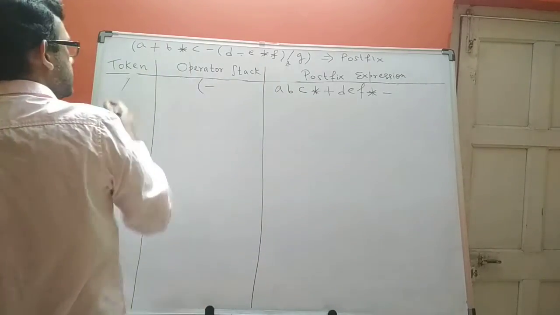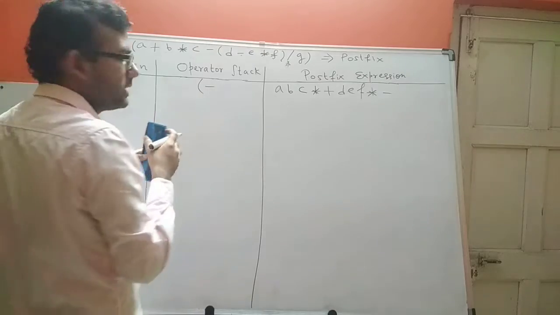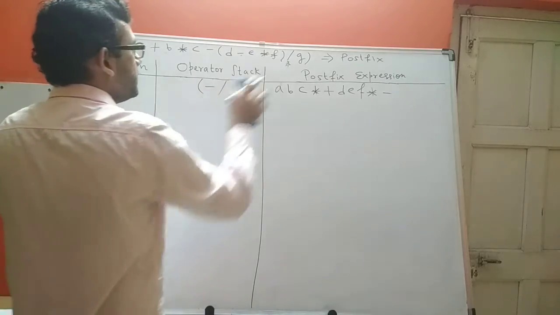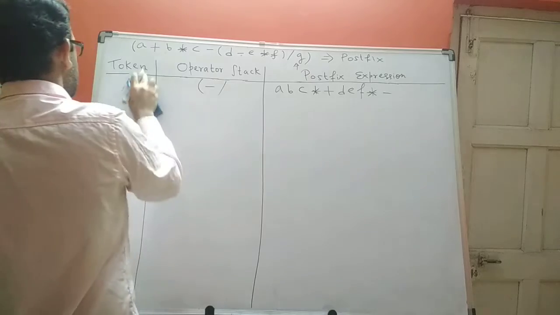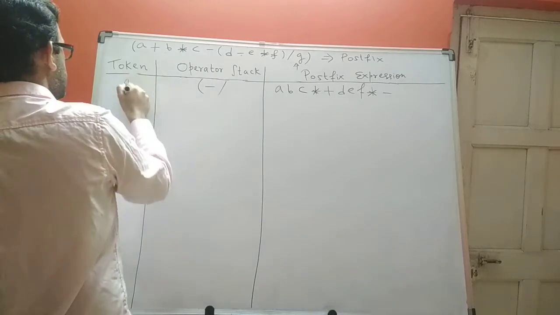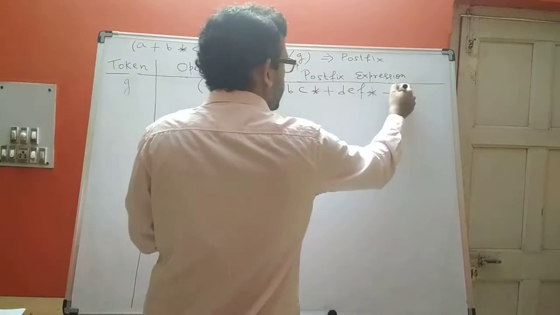Next, the next token is division. Now, division has greater precedence than minus, so it can be above it. My next token is G. G is an operand. Now, since G is an operand, I can add it to the output.